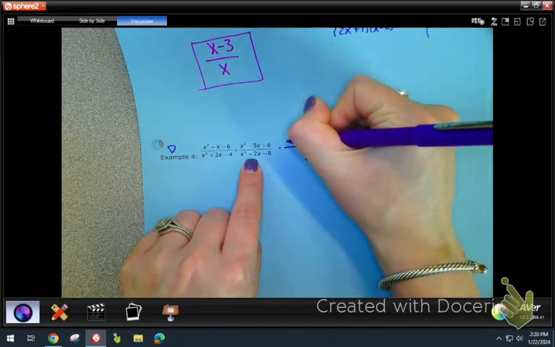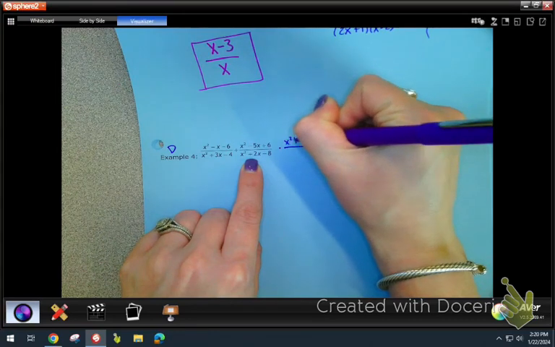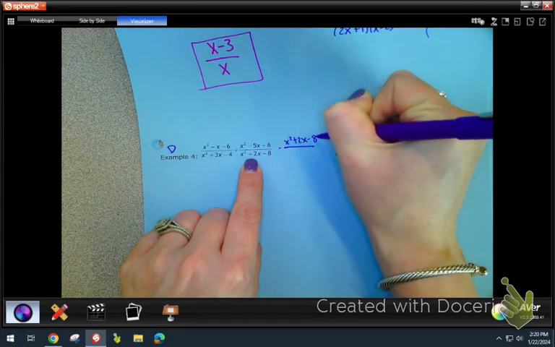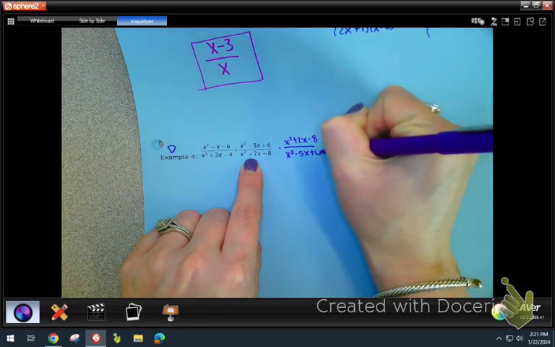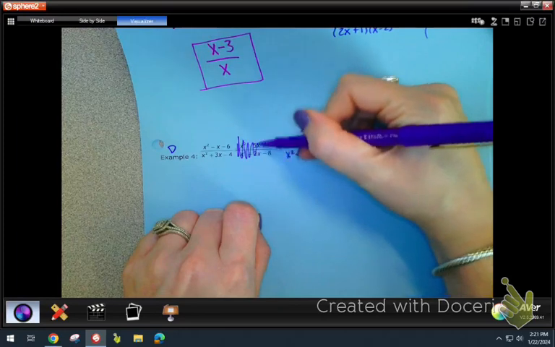Okay? Watch what I'm doing. x squared plus 2x minus 8 goes at the top. x squared minus 5x plus 6 goes at the bottom. Scribble that out.